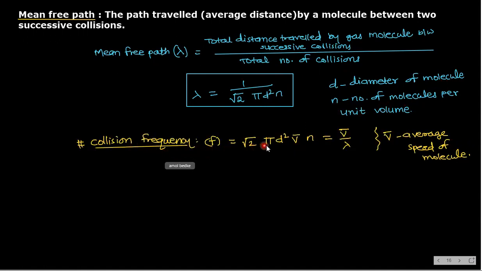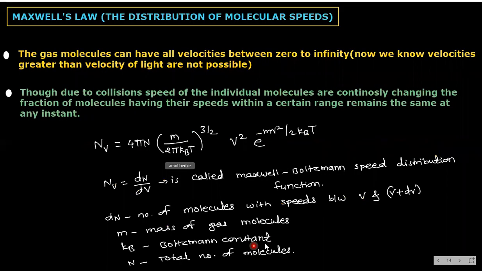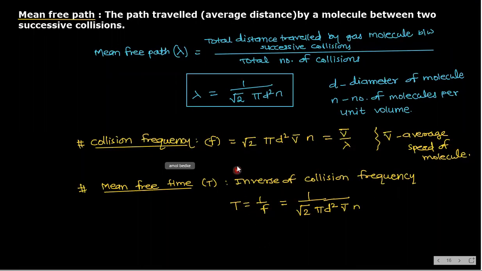Collision frequency is root 2 pi d square v bar n, or v bar by lambda, where v bar is the average speed of the molecule. And mean free time is the reciprocal of frequency, so just take the reciprocal of this, you will get 1 by root 2 pi d square v bar n. Okay, note it.